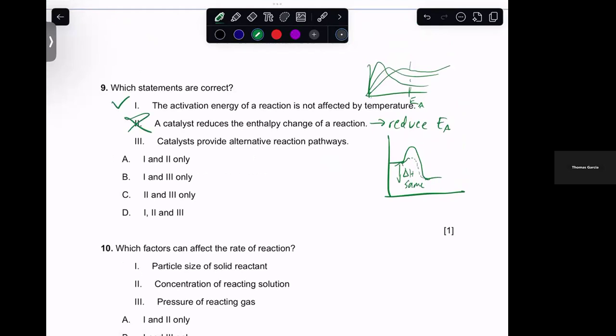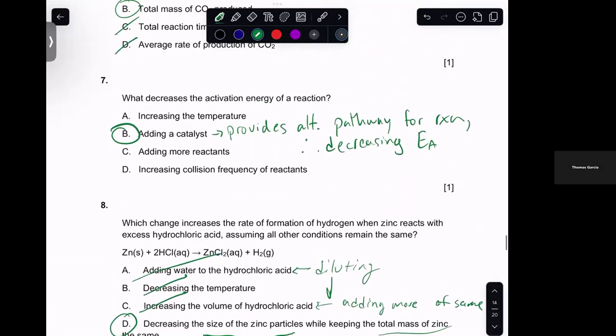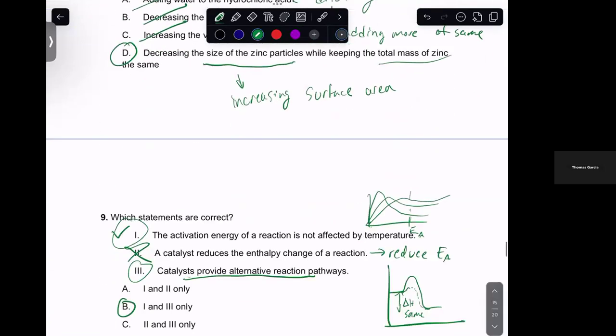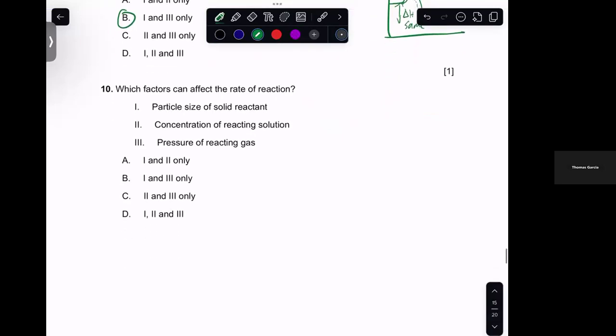All right. Process of elimination already. The answer has to be B because it has to include 1 and something else. Therefore, it must be 3 because we don't have a 1 only. But let's check. Catalysts provide an alternate reaction pathway. I think I remember seeing that somewhere before. So they do.